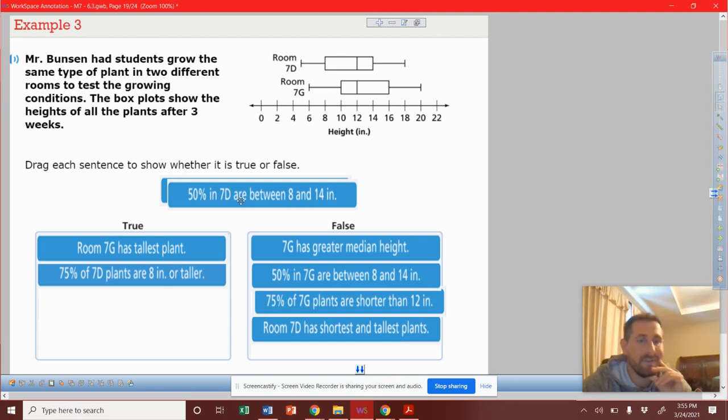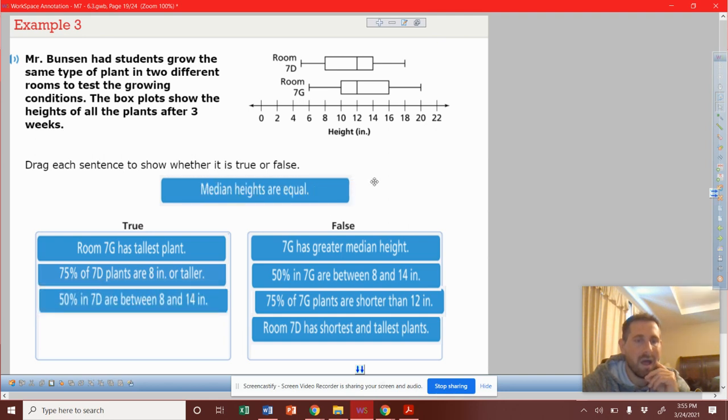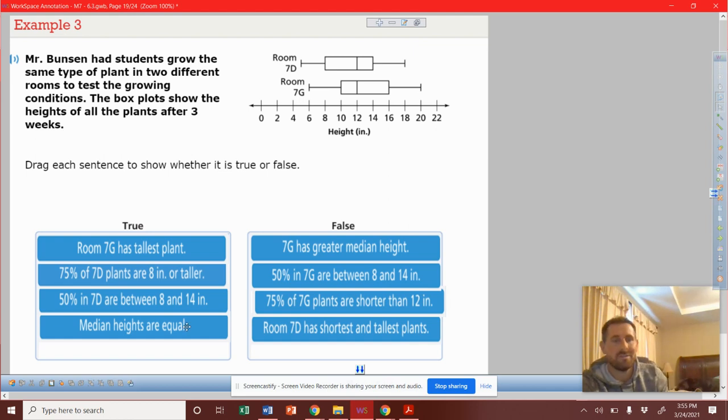Now let's look at 50% in 7D are between 8 and 14. We have our box. It starts at 8 and our box ends at 14, and that box represents 50%. So that one is true. Median heights are equal. We talked about this already. The median is at 12, and they are equal to each other in both of the graphs. So that one's true. And that's our last question.